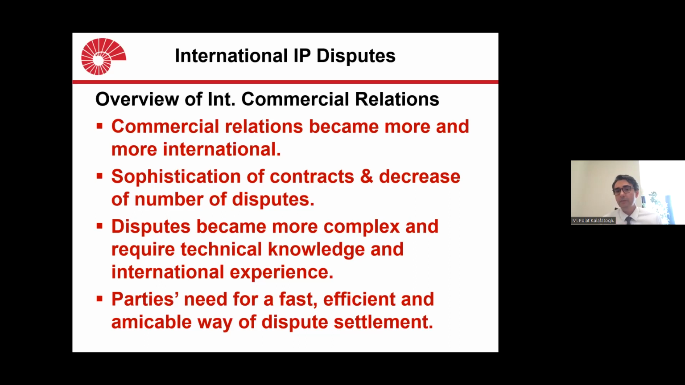For example, I can give you another example of the sophistication of the contracts. Nowadays in international trade, parties usually try to refer to model contracts, model documents. So this also creates a sophistication of the contracts. But at the same time, since the parties pay much more attention to the drafting of their contract, this also decreases the number of disputes.